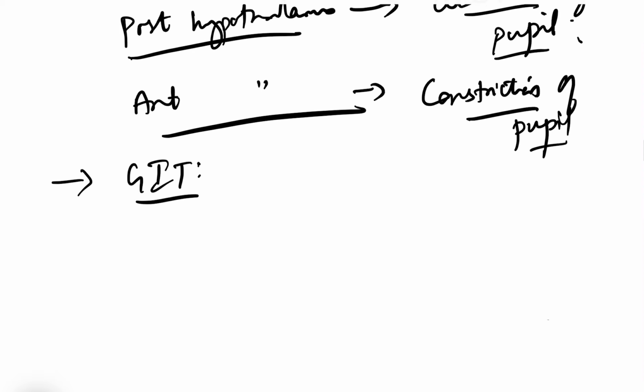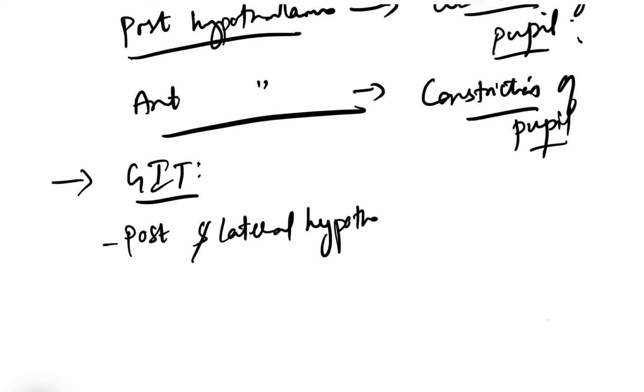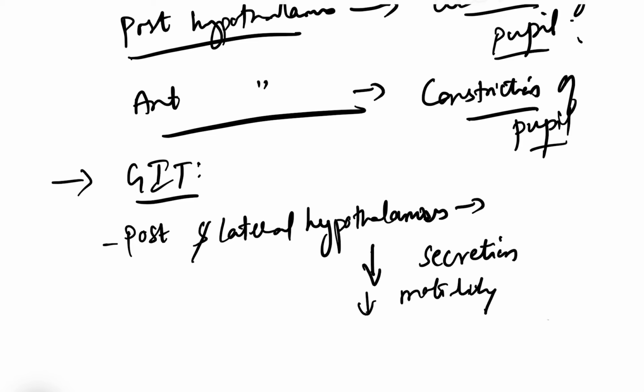functions. How? Again, the posterior hypothalamus is the sympathetic activity. Whenever the posterior and lateral hypothalamus are stimulated, it will cause a decrease in the various secretions from the GI tract, and decreases the motility of the GI tract.